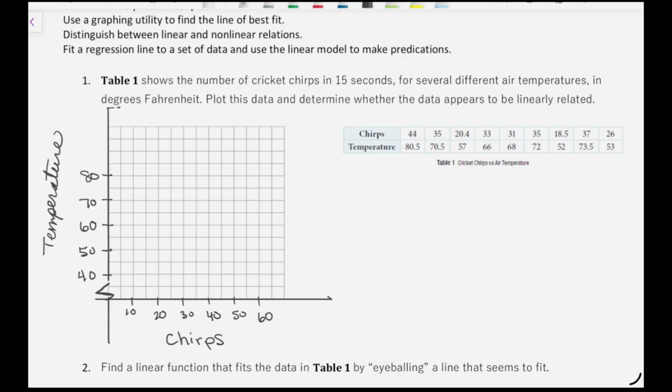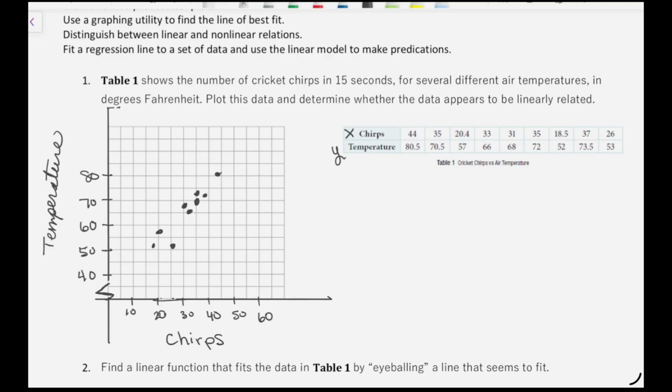So I'm going to do a scatter plot. We're going to plot all these points. The chirps are going to be our x values, or our inputs. The temperature outside will be our y values, our outputs. So 44 chirps corresponds to 80.5 degrees, so that would be about right there. Okay, I'm going to take a moment and do the rest.